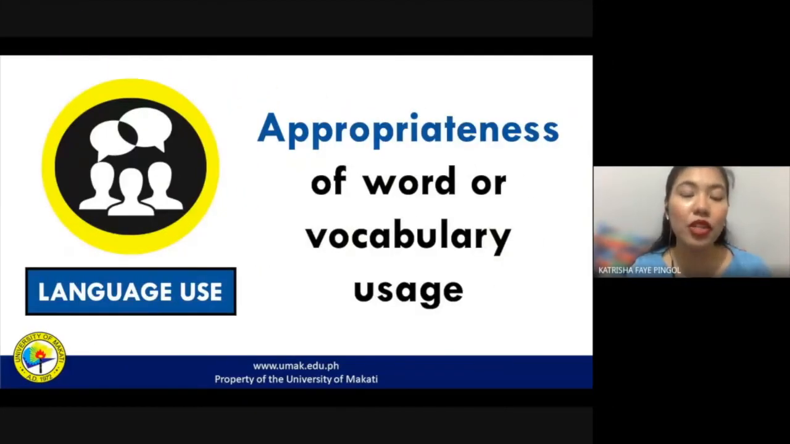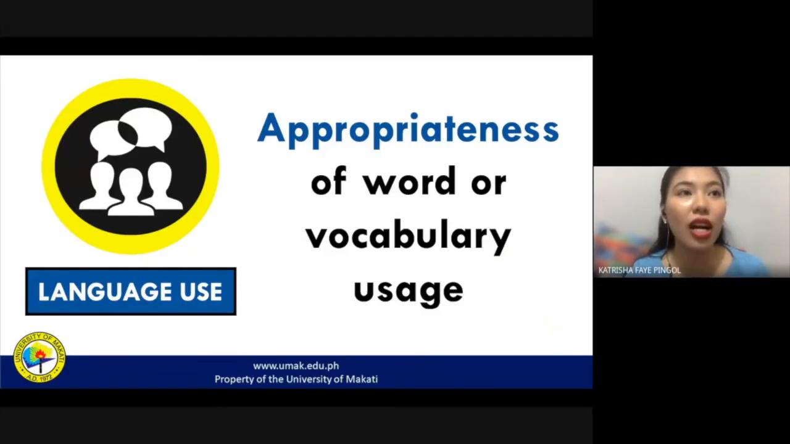Okay, now let's go to language use. Language use simply refers to how appropriate the word or vocabulary that we are using is in relation to the text itself. Did we use the correct term? Did we use the correct vocabulary to represent the ideas or relay the information that we want to relay? Meaning, when we are writing text, the words that we use need to support the purpose that we have in mind.